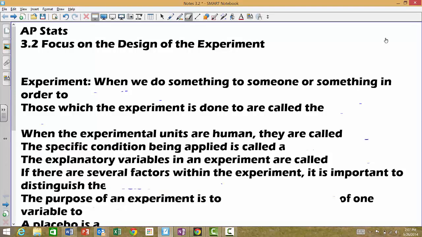Okay, it should say 3.2, focus on the design of an experiment. And the top part of the worksheet, there are just a lot of different fill in the blank, one word or two word answers. So we'll go through these and fill them in.